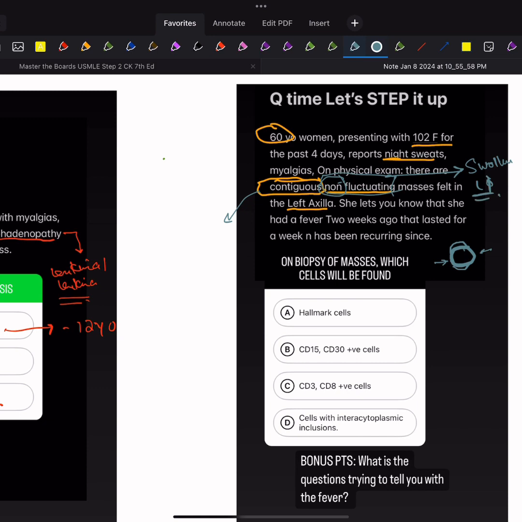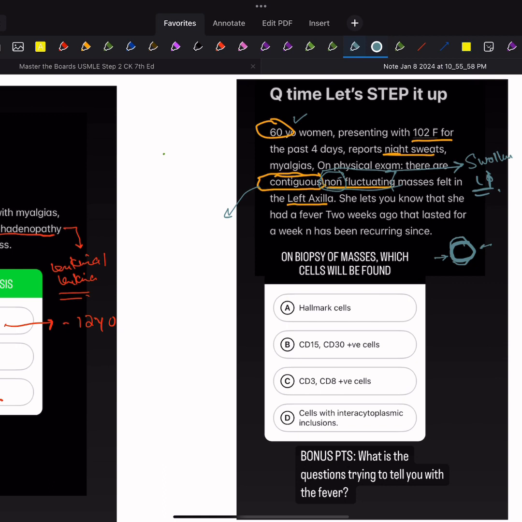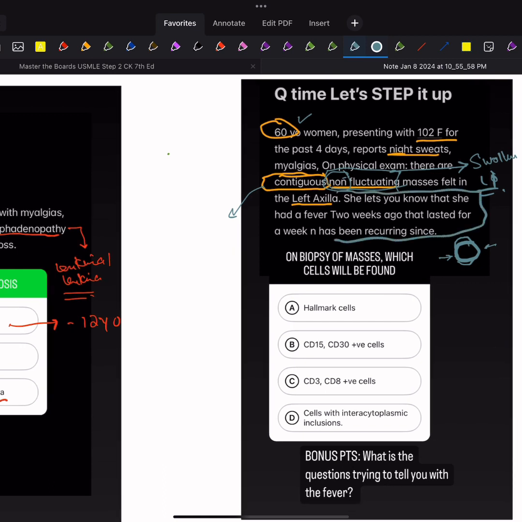Knowing this, now we know that this 60-year-old woman has a contiguous distribution, unlike the first question, which had generalized distribution. And then there are these Pel Ebstein fevers. The fact that she is saying that she has had fevers for a few weeks and they've been coming and going, this is a Pel Ebstein fever, which is a B cell symptom. So this makes us think that this is a Hodgkin lymphoma. And most commonly, Hodgkin lymphomas are B cell lymphomas.